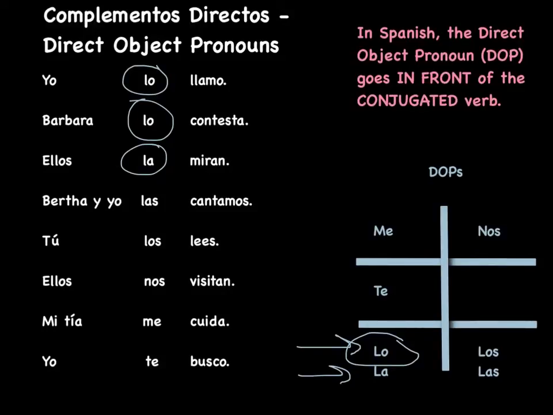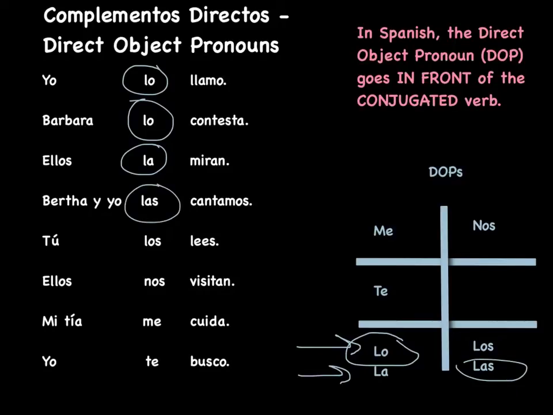Sometimes the objects can be plural. We talked earlier about Bertha and I sing the songs. We sing them, and since the songs are plural, we would make that las. So Bertha y yo las cantamos.